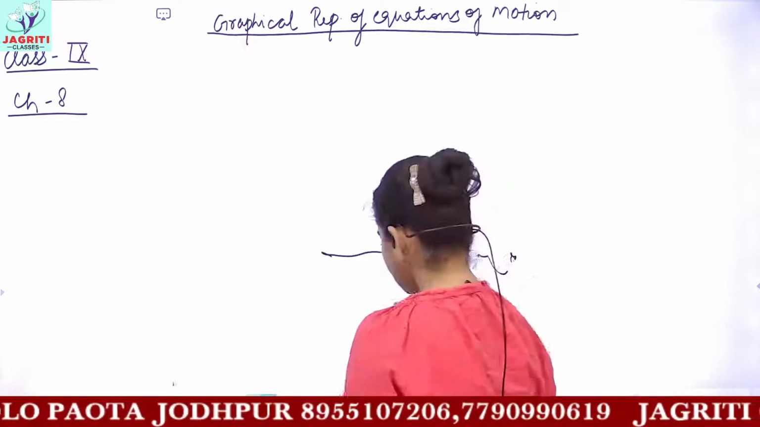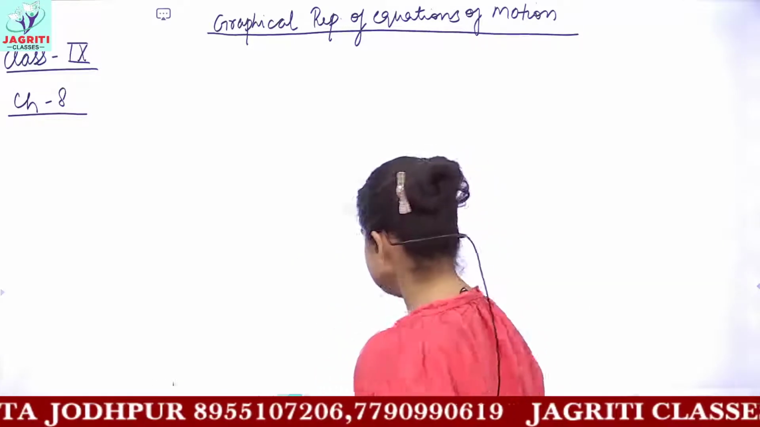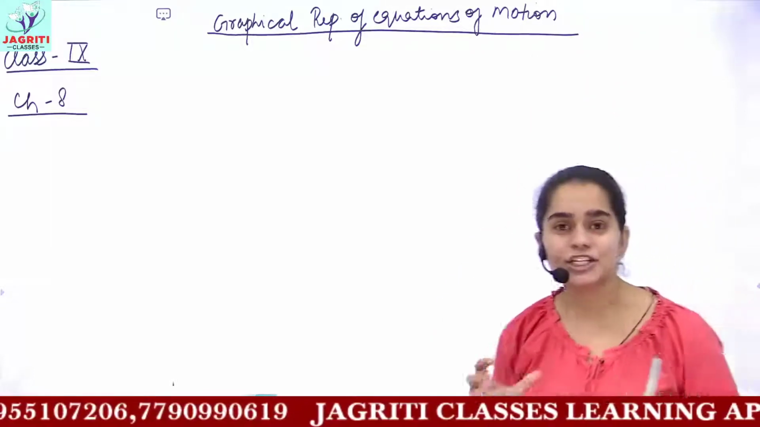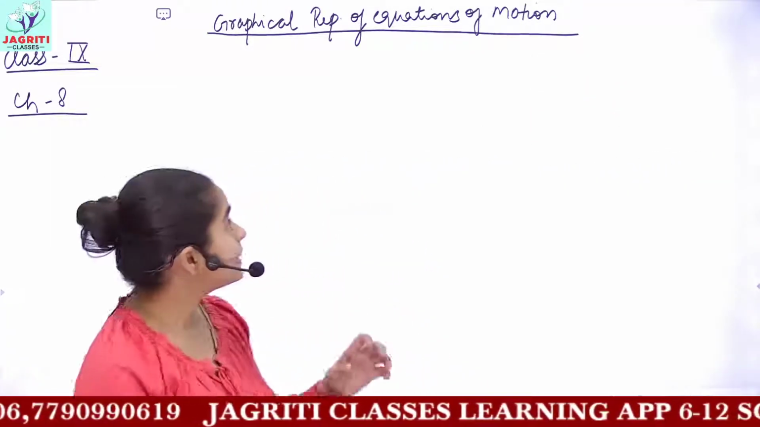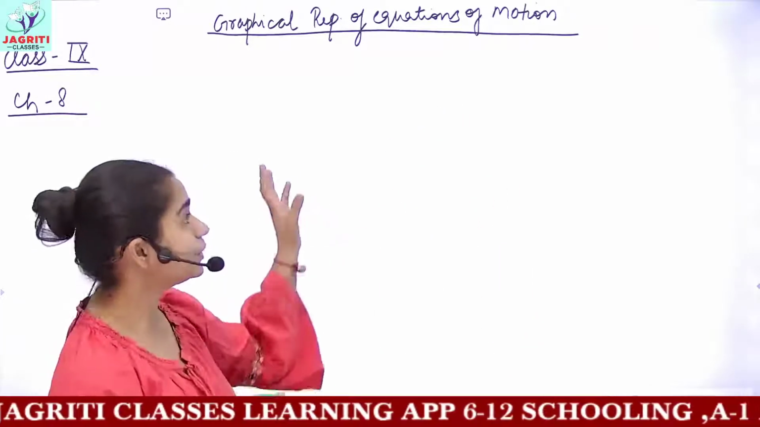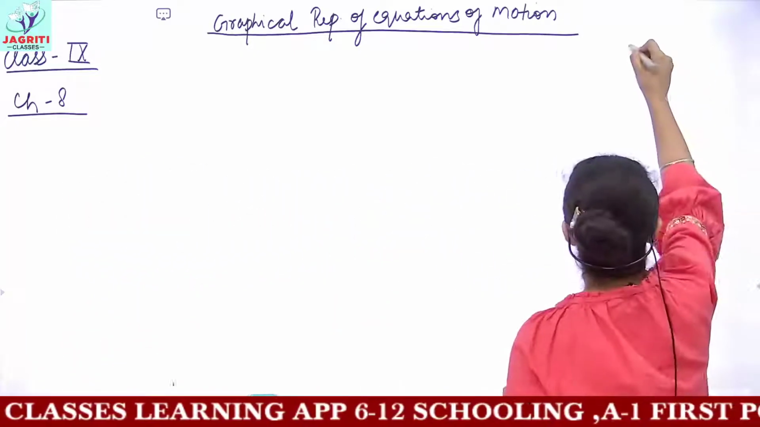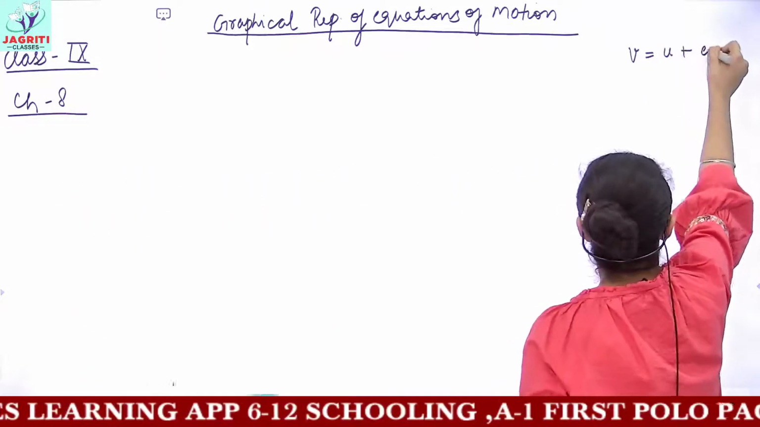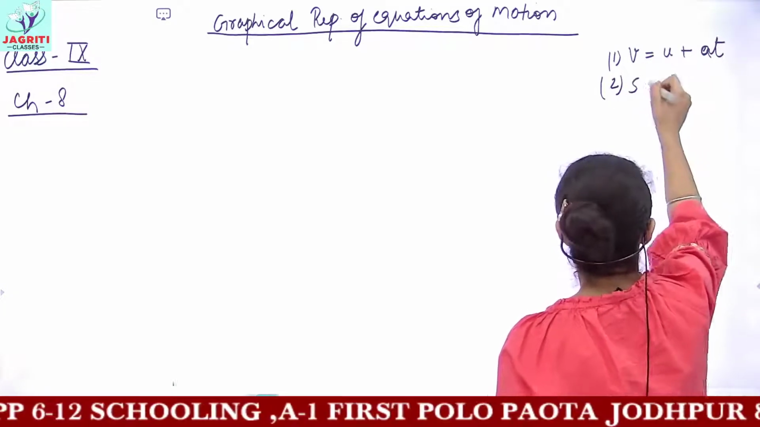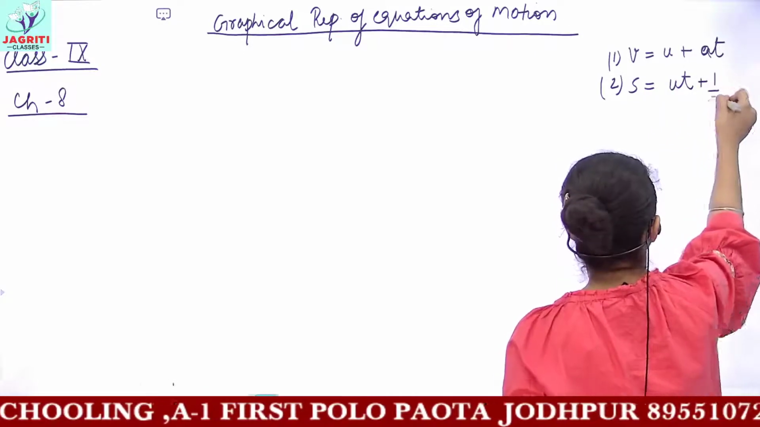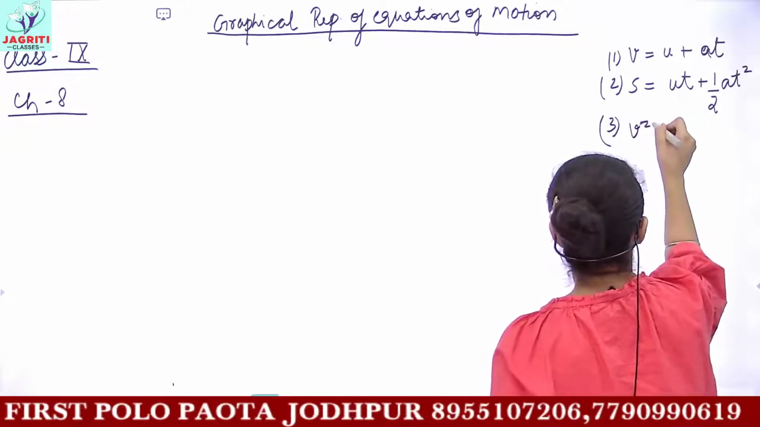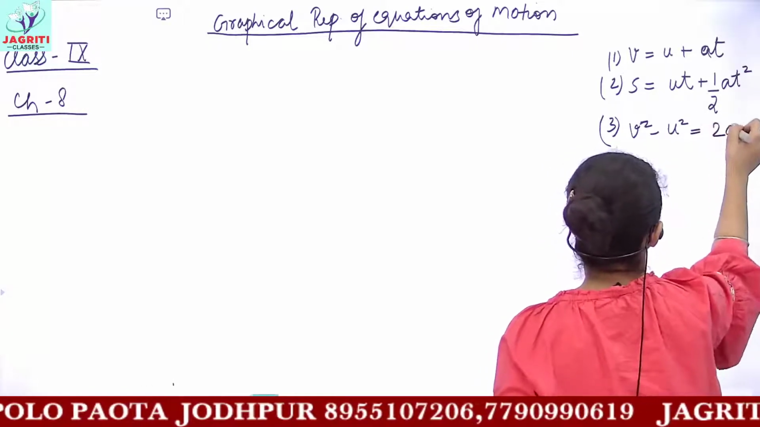So I told you in the last class what graphical representation is, and we discussed what we mean by equations of motion. Equations are the mathematical form to represent motion of a particle, and you have three equations of motion, which I told you. The first equation of motion is V = U + AT. The second equation of motion is S = UT + half AT square, and the third equation is V square minus U square = 2AS.